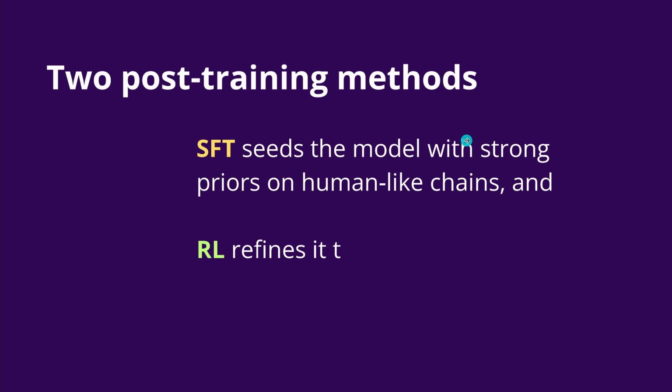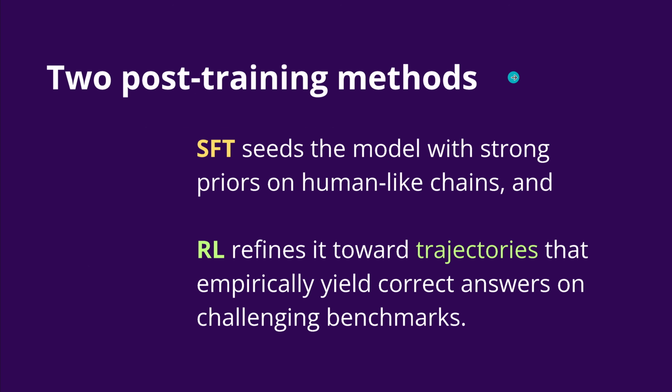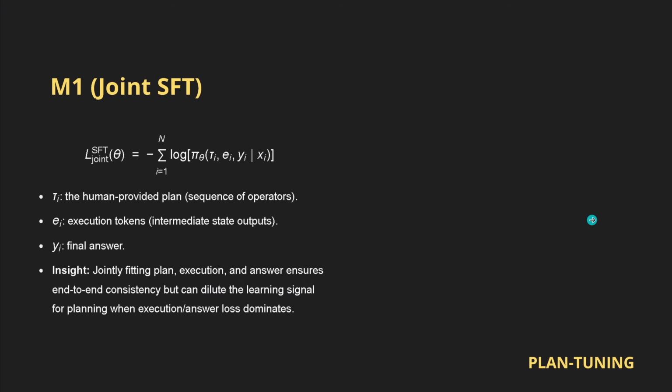Great. If you want it a little bit easier, simple: supervised fine-tuning seeds the model with a strong prior on human-like chain of thought. You notice supervised fine-tuning and chain of thought are linear chains, A, then B, then C, and reinforcement learning refines towards trajectories, extracted from our Titans, that empirically yield correct answers on challenging benchmark data. Back to mathematics.